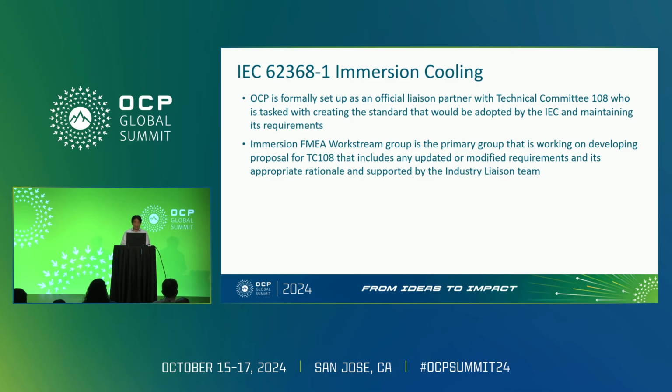So what we have done is OCP is now formally set up as an official liaison partner with the Technical Committee 108, which is the governing body of 62368. So through the FMEA work stream groups and the different work stream groups, there's going to be a task to generate a proposal that updates this area of criteria and requirements to the TC 108 so that they can update the standard for future editions. So that's sort of on this community here to get that going. The FMEA workstream group has done a lot of work already. There's a lot of information that they have gathered. And right now what we're going to do is start to pull that together into a proposal and then run that through the OCP and then get that over to the technical committee for approval.